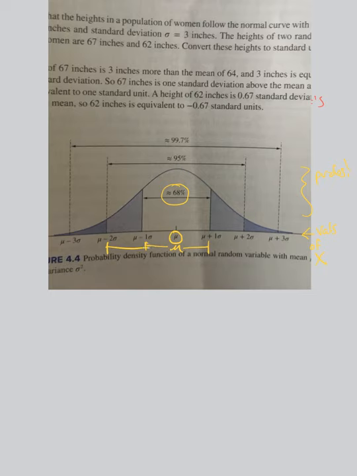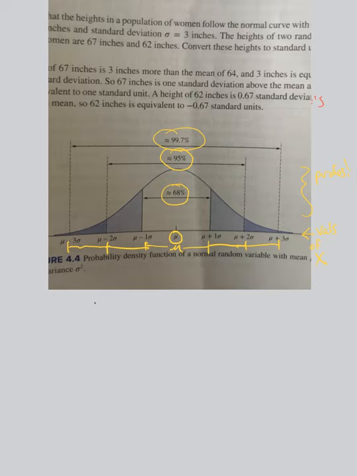And then if I look at the 2 standard deviation range, about 95% of the occurrences occur within 2 standard deviations of the mean. And if I look at the 3 standard deviation range, about 99.7% of the data land in that range.